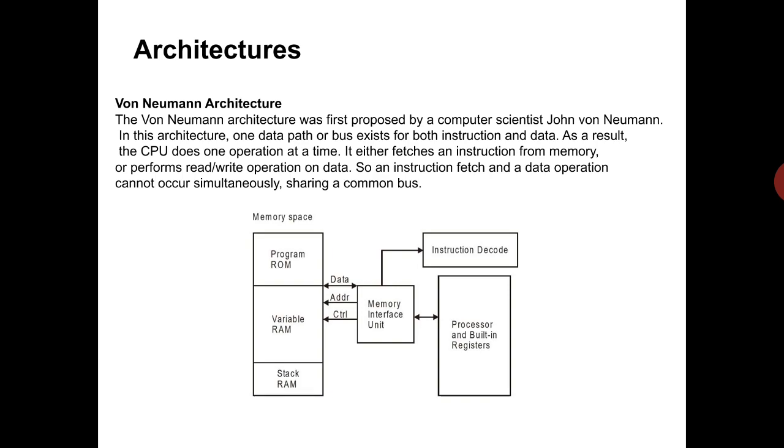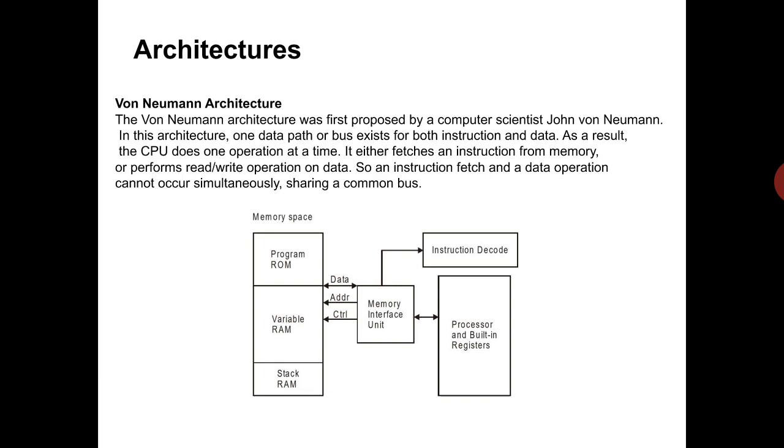In this architecture, one data path or bus exists for both instruction and data. As a result, the CPU does one operation at a time. It either fetches an instruction from memory or performs a read-write operation on data. So an instruction fetch and a data operation cannot occur simultaneously, sharing the common bus.